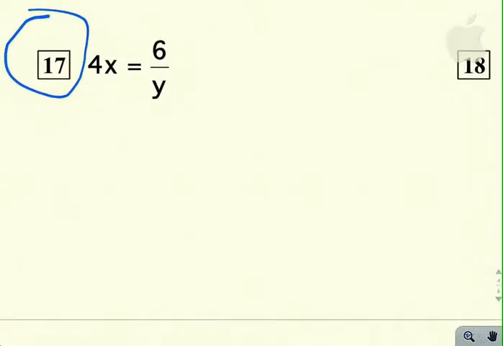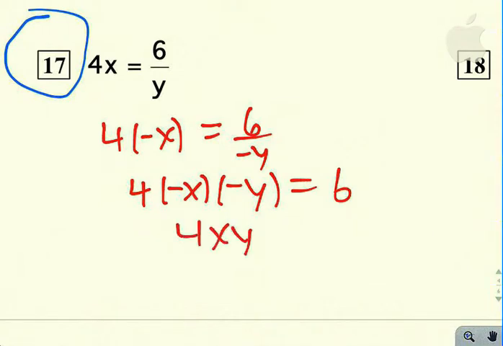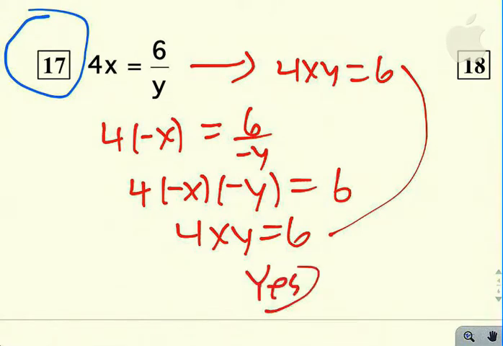For number 17, we've got to negate the x and the y. And if we multiply both sides by negative y, we'd have 4 times negative x times negative y equals 6. Well, a negative times a negative is positive. And if we had multiplied both sides of this equation by y, we'd have 4xy equals 6. They're equivalent. So there's a yes on 17.